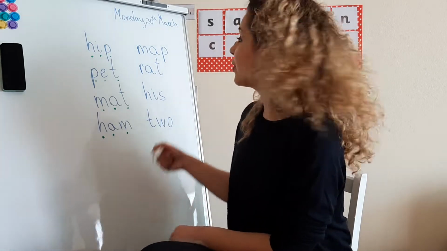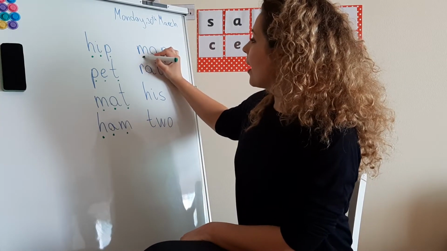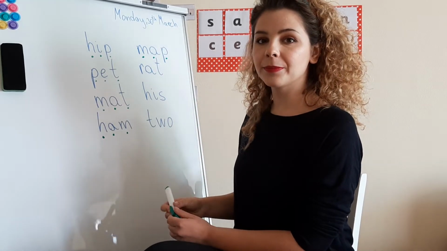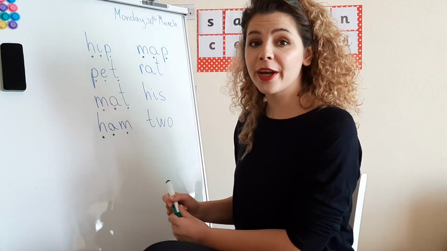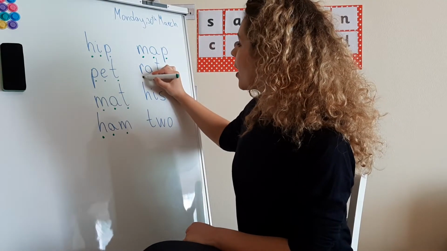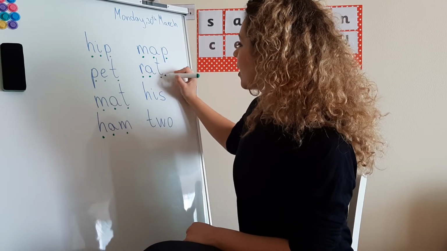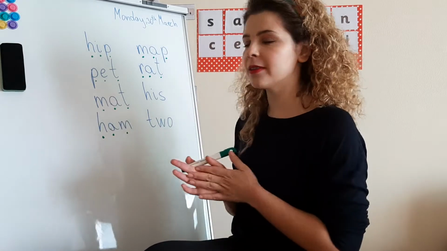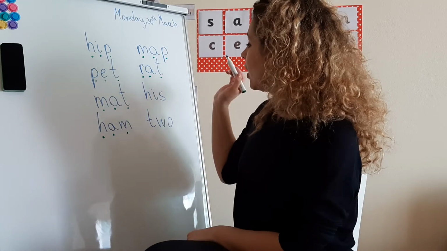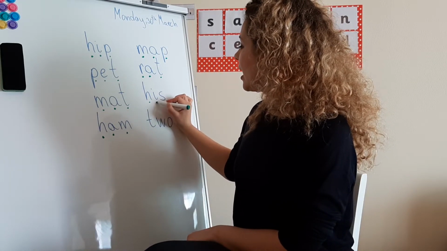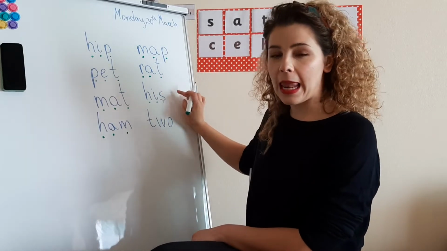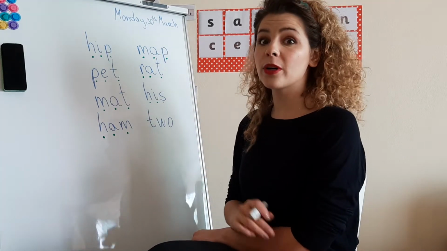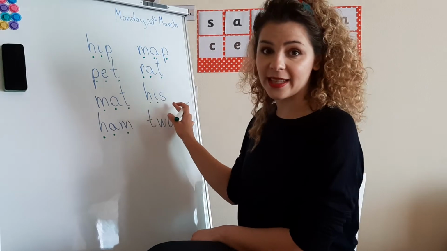Okay, next is h-a-m, ham, what you put in your sandwiches. Next is m-a-p, map, what helps you to find your way when you're lost. R-a-t. Rat, like a mouse, but bigger and nastier. Okay, now look at this word. H-i-s. So, the s letter here makes a z sound. Okay, different from what it usually does. It's not s, it's more like z. So, the word is his.